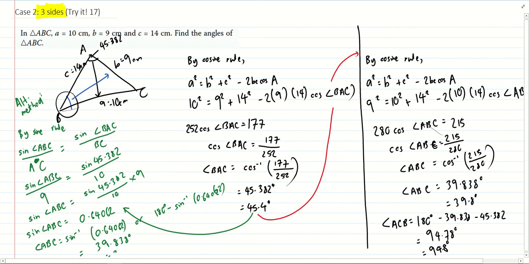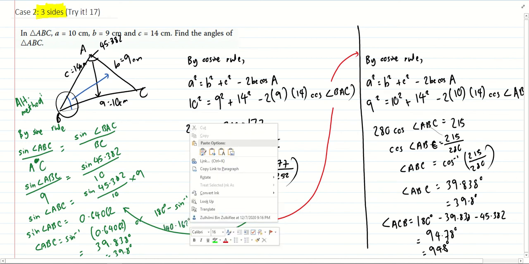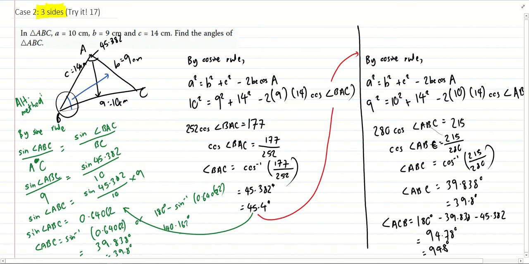Or 180 minus this answer, which will be 140.162, and you realize that you will reject it, simply because 140 plus 45 is more than 180. So you realize that I still arrive at the same exact answer as what I found if I use the cosine rule. So over here, I have the same exact answer.